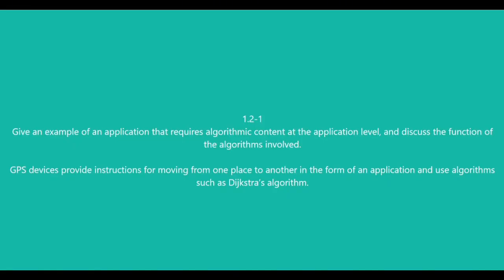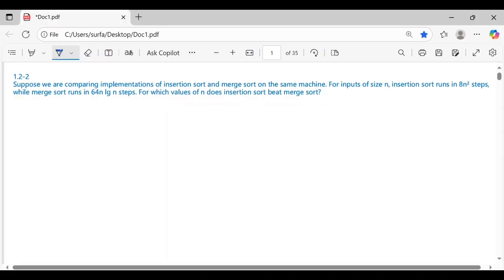So let's go. Okay guys, as you can see, this is the second question. Suppose we are comparing implementations of insertion sort and merge sort on the same machine. It says the same machine, so the speed of running them is the same because we have the same hardware for running this code. For inputs of size n, insertion sort runs in 8n² steps, while merge sort runs in 64 n log n steps. For which values of n does insertion sort beat merge sort?